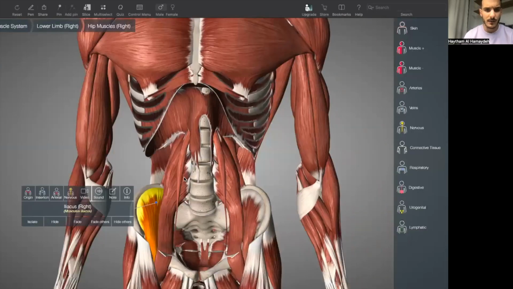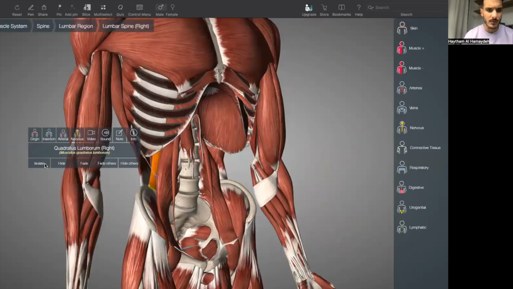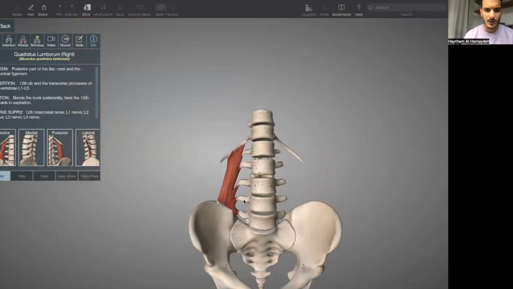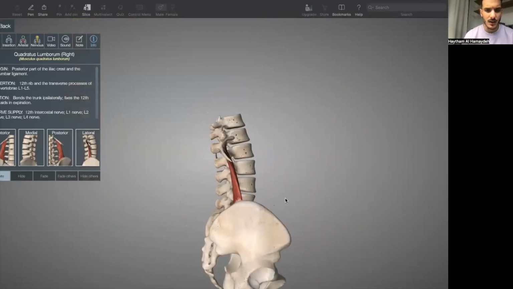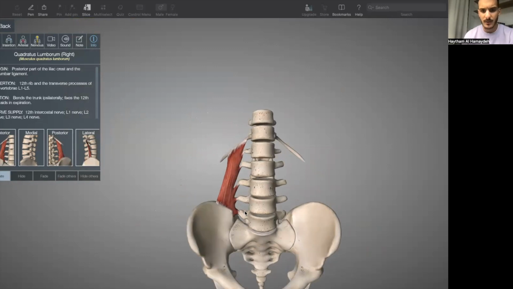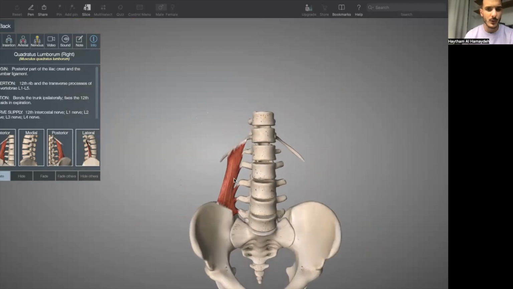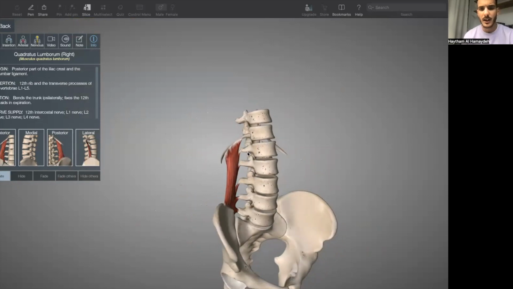And finally, we have Quadratus Lumborum, and we can see where it lies. It originates here from the posterior part of the iliac crest and the iliolumbar ligament right there, and inserts onto the 12th rib and the transverse processes of the vertebrae L1 to L5 here. L1 to L5.